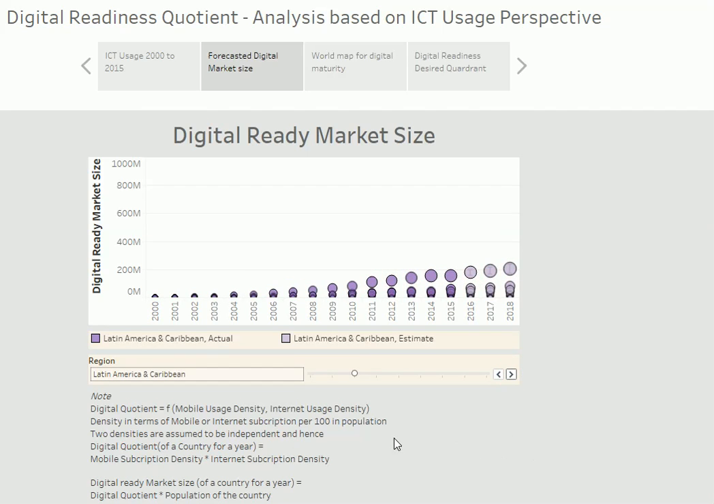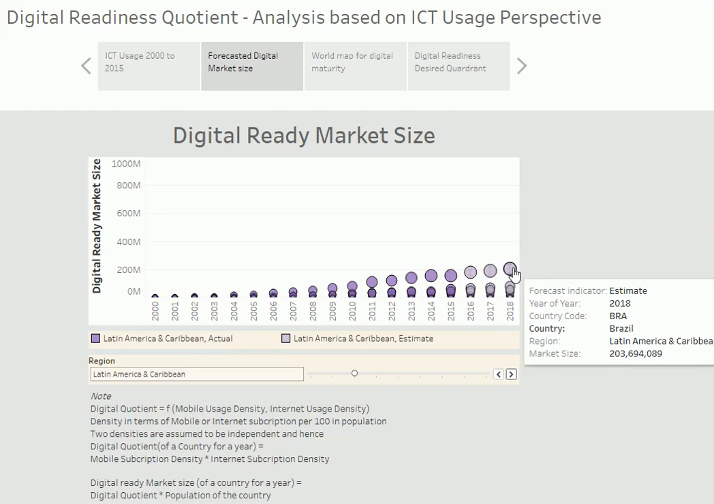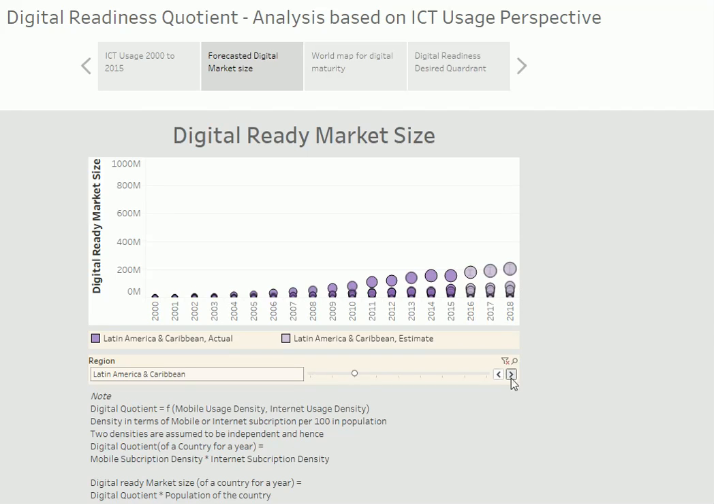Now next comes Latin America. If you look at Brazil here, it will reach 203 million digitally ready market size by 2018. They are not very high in terms of their digital quotient, but have a very decent digital quotient, and a good number of population.